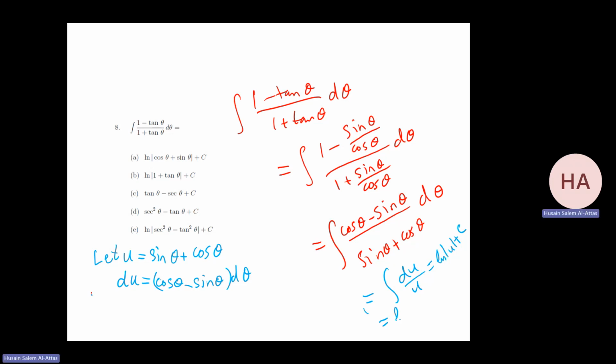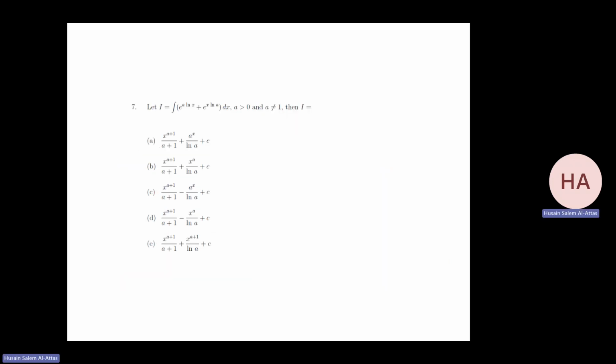So I have ln, what is u? Sine plus cosine, plus c. Sometimes it's just a matter of calculation. This seems to be a complicated question, but it's a very easy question. You notice one thing: e to the power a ln x. The a will go as a power, e to the power ln x to the power a, and that is x to the power a.